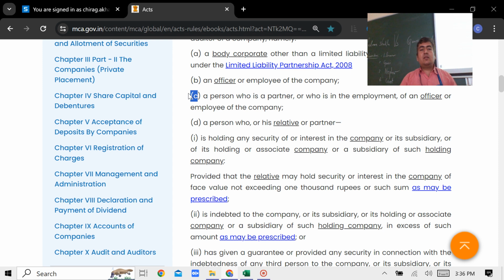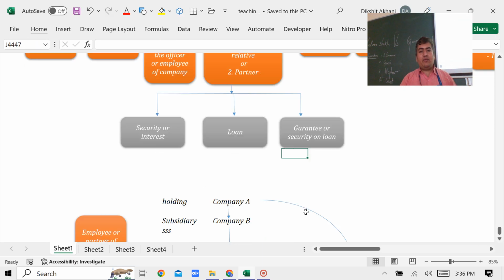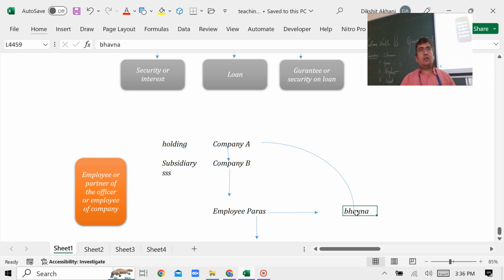So that means in this example, if Bhavna is doing the audit of company A, it will not attract any disqualification. Reason is none of the company A's employees is a partner of Bhavna. Company B's employee is the partner with Bhavna.